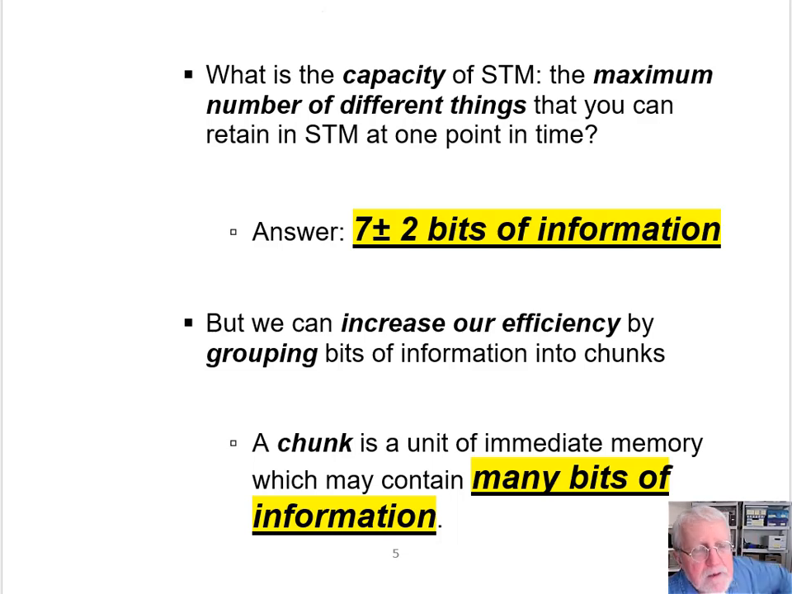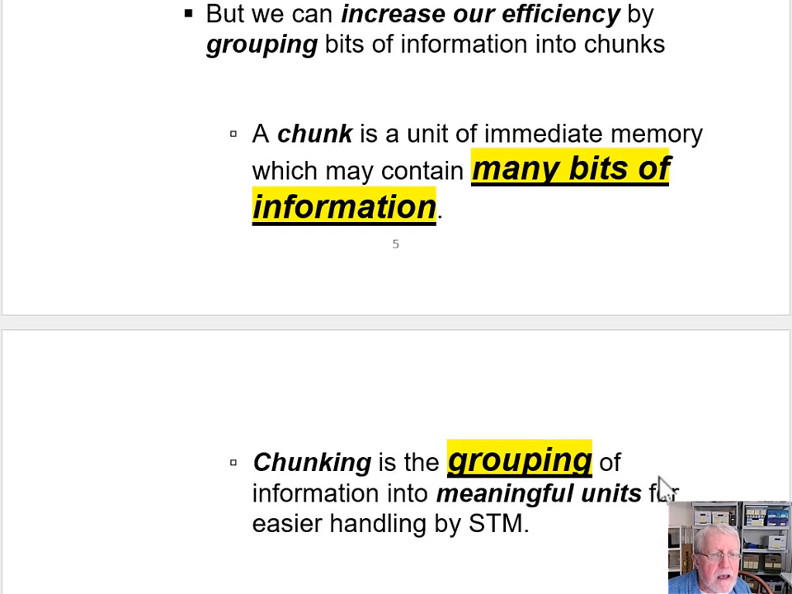One of the tricks we human beings use to get the most we can out of short-term memory is dividing bits of information into chunks. A unit of immediate memory that contains many bits. This process of chunking is the process of grouping information into meaningful units for easier handling by short-term memory. Now, this might sound kind of technical, but it's something that you do every day, and you've been doing it for so long that you don't pay any attention to the process of chunking.